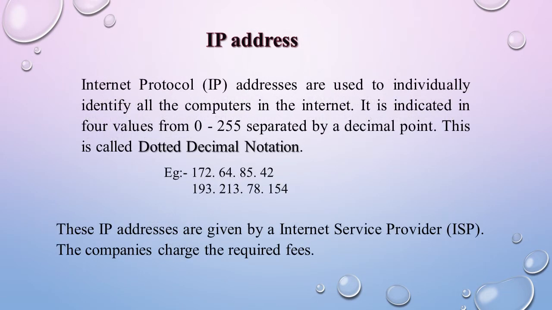IP address. Internet Protocol, IP, addresses are used to individually identify all the computers on the Internet. It is indicated in four values from 0 to 255 separated by a decimal point. This is called dotted decimal notation. These IP addresses are given by our Internet Service Provider, ISP. The companies charge the required fees.